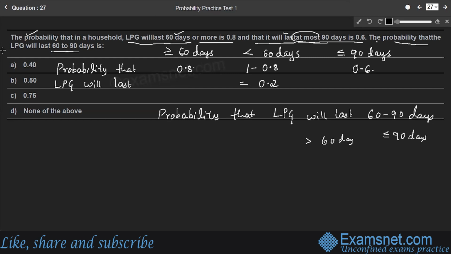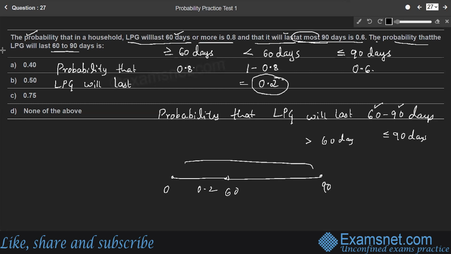Am I right here? Less than or equal to 90 days, right? Greater than 60 days. So how do we find the probability that LPG will last between these 2 days, 60 and 90 days? If you subtract the probability of less than 60 days, from 0 to 60 days, which is 0.2, right? And together it is less than 90 days. So consider 90 days, right? So together it is 0.6, right?